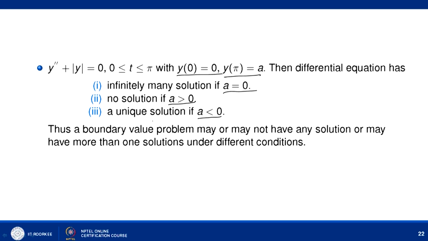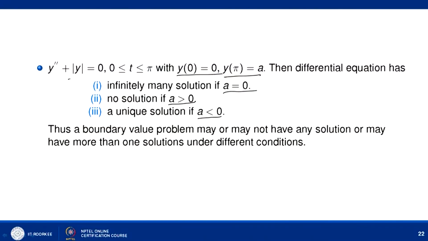So, here we can say a boundary value problem may or may not have any solution, or may have more than one solution under different boundary conditions. I may give you one hint for this particular problem. If you look at the solution, here we need to consider the case depending on the mod of y, right. So, here we have to consider the case when y is positive and y is negative.